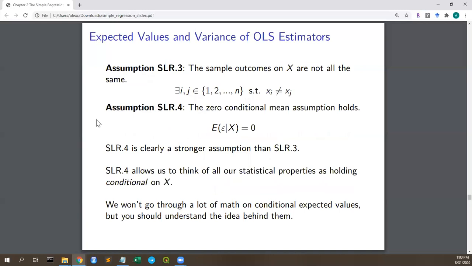Assumption 3 is the sample outcomes on X are not all the same. So in math words, there exist two indices, maybe you can think of 1 and 2, the first 2 observations, where the X's are not the same. So there has to be some sort of variation in the X's. And then the zero conditional mean assumption holds: the expected value of epsilon given X is equal to 0. Again, we're not going to go too much into the math, but you should understand what I mean when I say the conditional mean assumption and things like this.